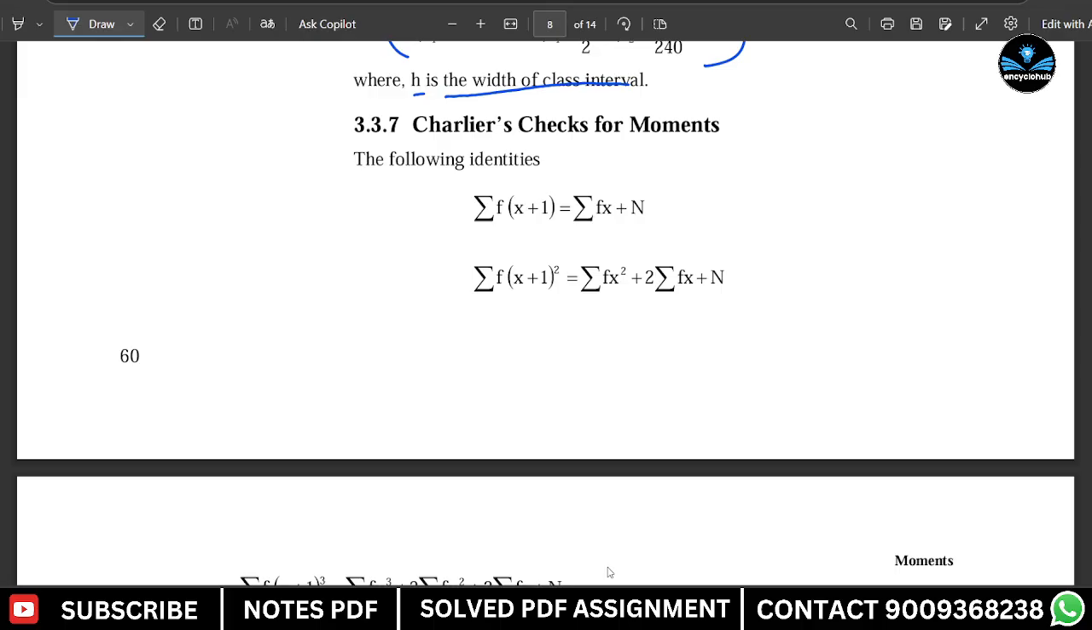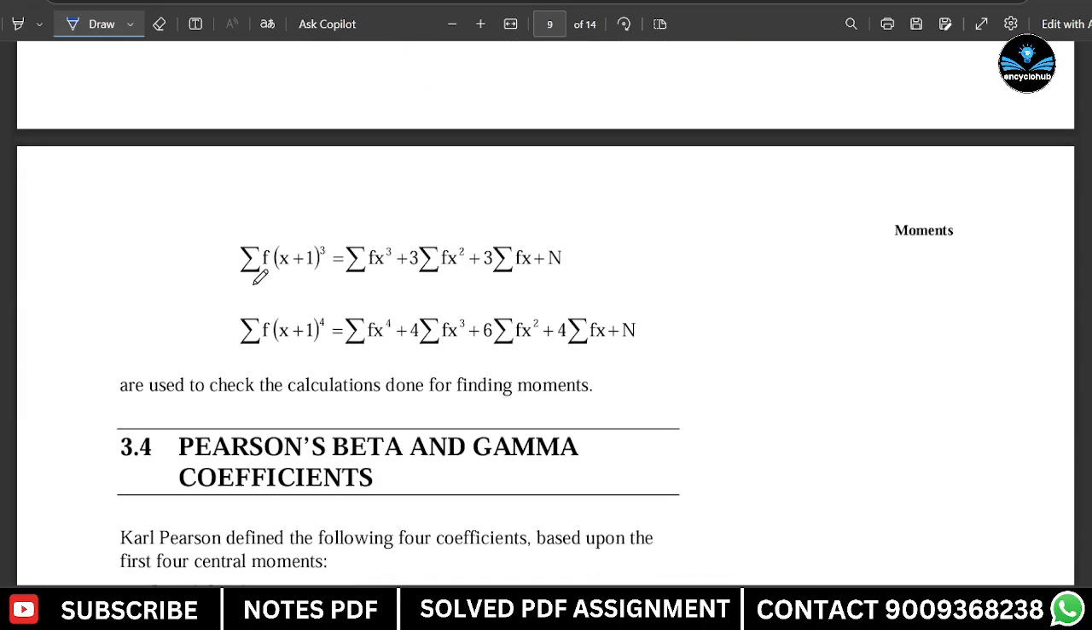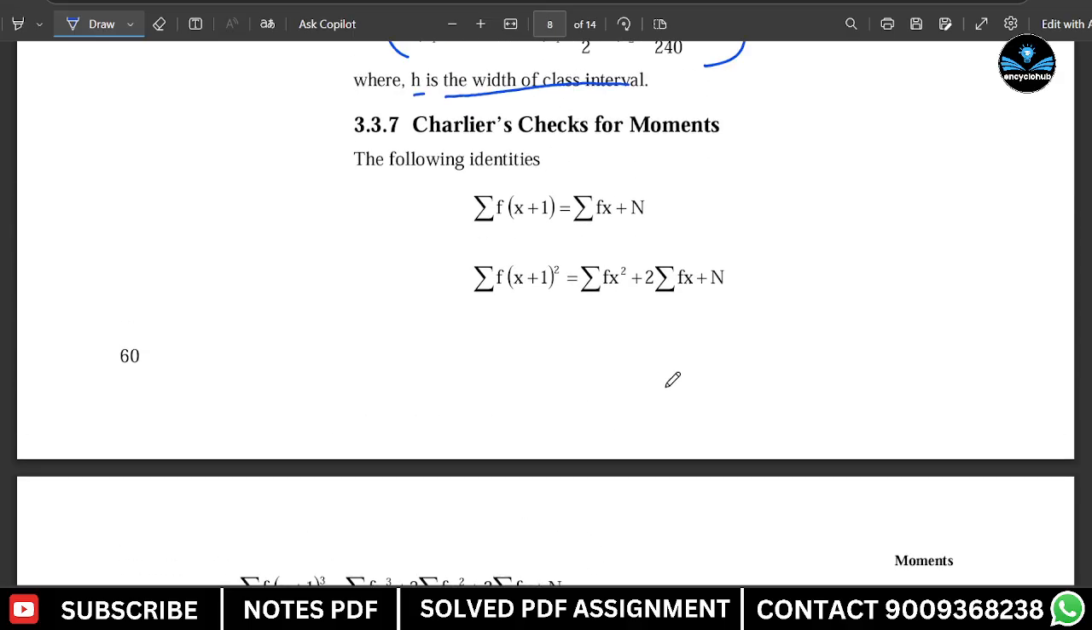So here we are. You can see here the part, Charlie's checks for moments. The following identities, the first one is f(x), then f(x+1), the third one f(x+1) squared, and the fourth one, are used to check the calculations done for finding the moments. So these are some identities you can learn about for moments.